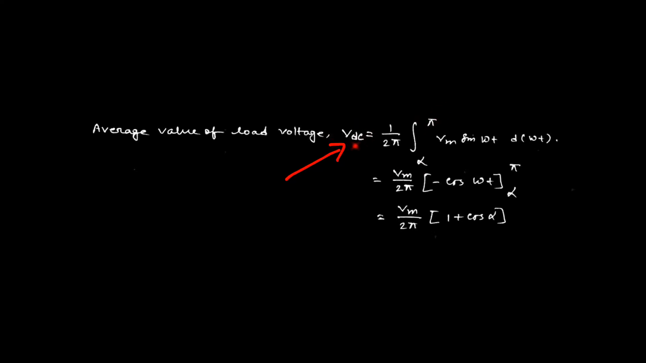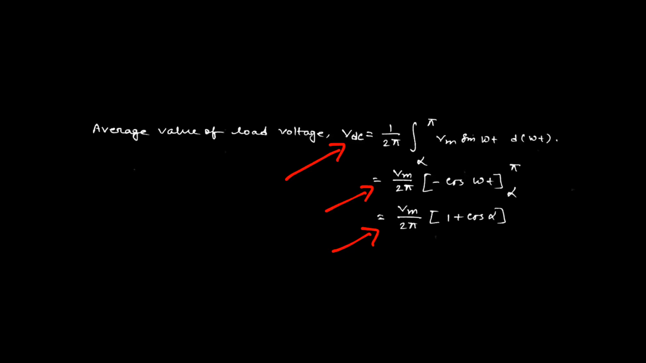And this is the average output voltage, so the instantaneous voltage expression given to the supply is Vm sin omega t d omega t, as it is expressed on the omega t axis. After simplification, we get the result Vm by 2 pi into minus cos omega t, with upper limit pi and lower limit alpha. By considering these two limits, we get the average output voltage as Vm by 2 pi times 1 plus cos alpha.